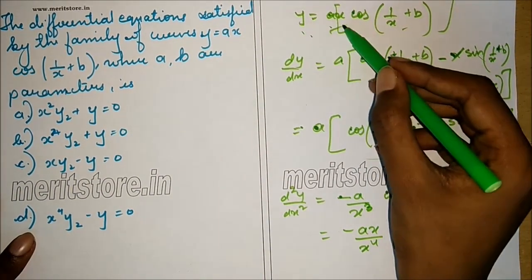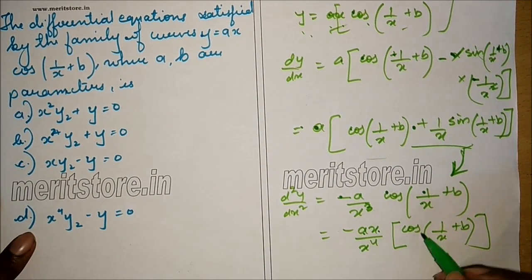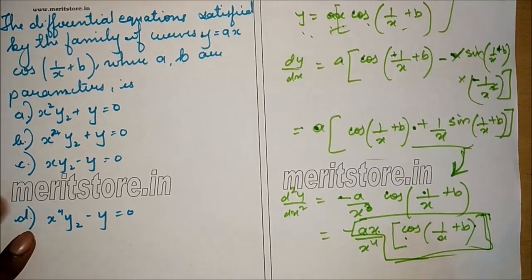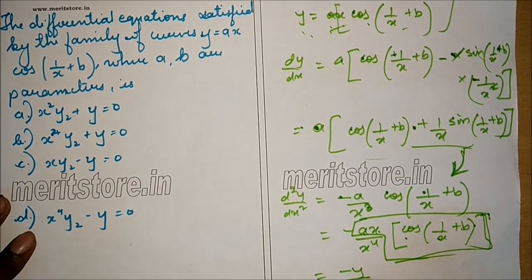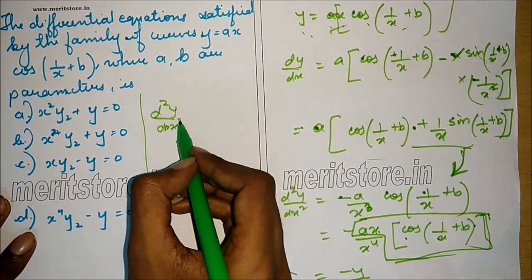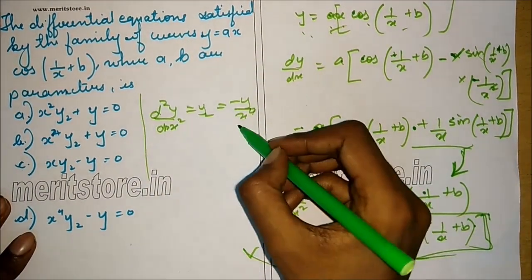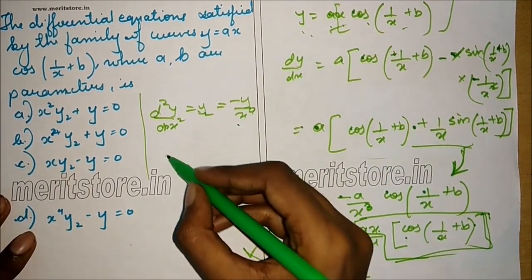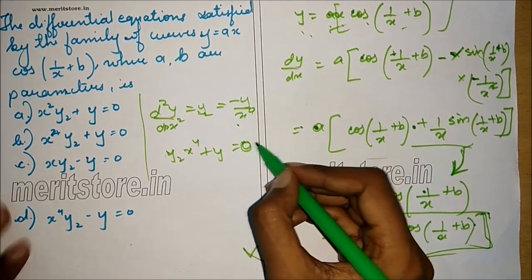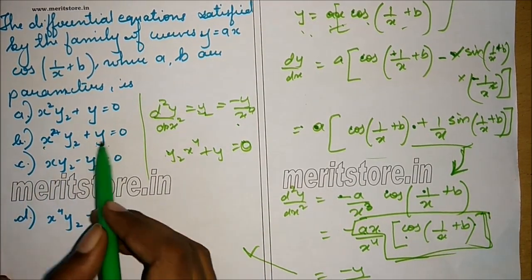Now we have y equals ax into cos of 1 by x plus b. So we can replace this term with y. So this will be minus y by x raised to 4. So d2y by dx square, that is y2, is equal to minus y by x raised to 4. Taking these terms to LHS, this will be y2 x raised to 4 plus y equals 0. So the answer is b, y2 x raised to 4 plus y equals 0.